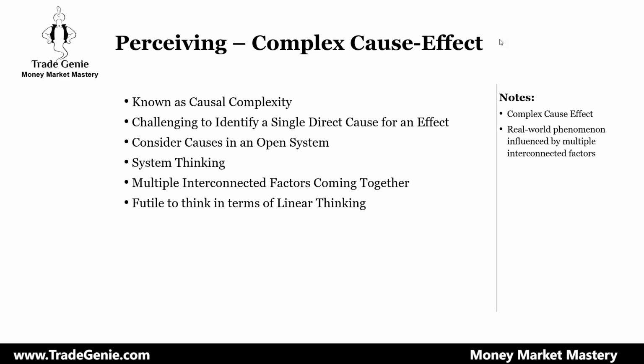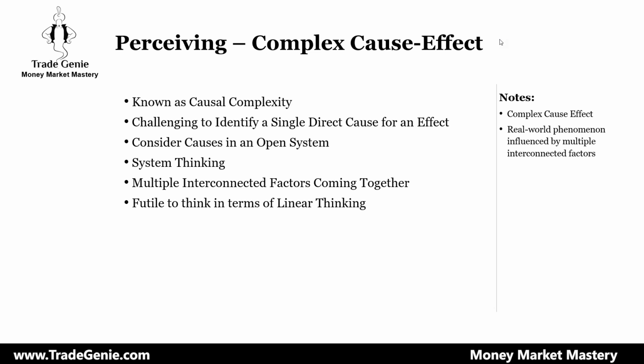So system thinking: what else is going on, how the other traders are reacting. Analyzing a lot of factors, not just that the war broke out and then I'm going to short everything. There are so many multiple interconnected factors coming together, and then the result is something else, because there are so many interconnected factors in the whole world, not just something in the Middle East. So it's futile to think in terms of linear thinking.